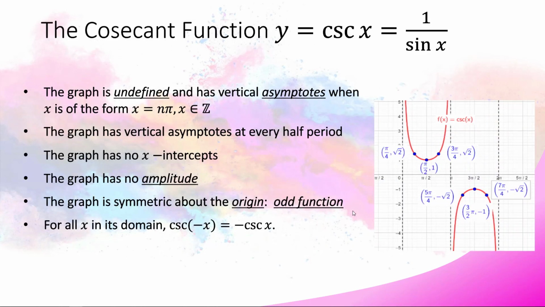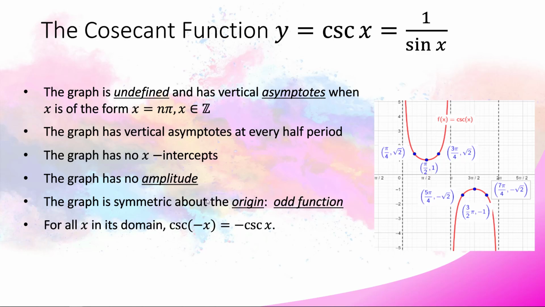And what can we say about the cosecant? Pretty much similar to what we said about secant. It is undefined and has vertical asymptotes, 3 asymptotes per period. And notice that in this case, however, they occur at all multiples of pi. However, they do occur every half period. It has no intercepts, just like secant, and it also has no amplitude.